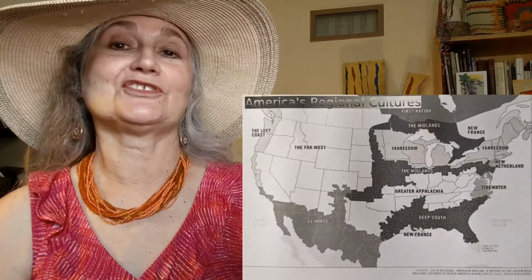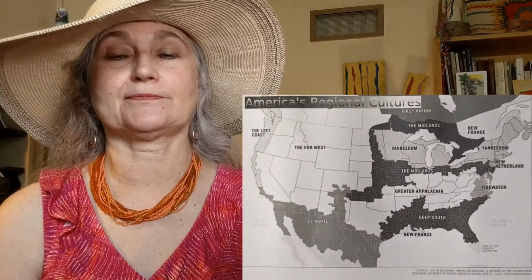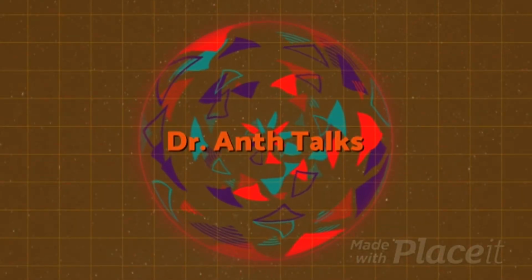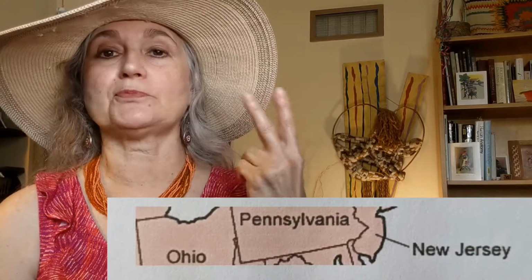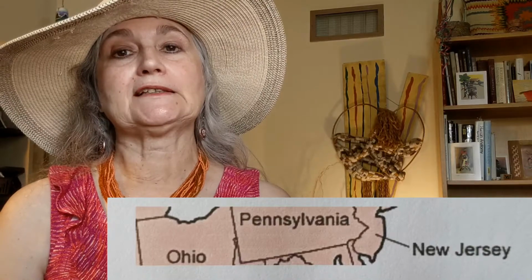This video continues the discussion of America's 12 regions with a focus on the Midlands. The original zone of the Midlands was New Jersey, most of Pennsylvania, and northern Ohio. The Midlands later spread to northern Indiana, northern Illinois, Iowa, northern Missouri, northeast Kansas, eastern Nebraska, a strip of the Dakotas, and the Oklahoma Panhandle.